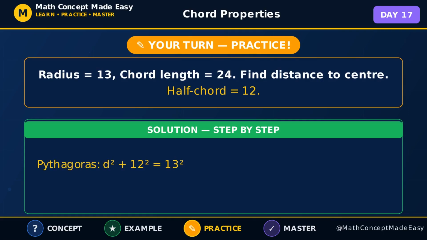Okay, let us solve it together. Pythagoras: d squared plus 12 squared equals 13 squared. d squared plus 144 equals 169, which means d squared equals 25, which means d equals 5. How did you do? If you slipped anywhere, rewind and watch that step again. That is exactly how strong students learn.